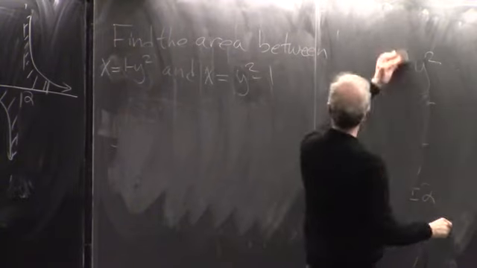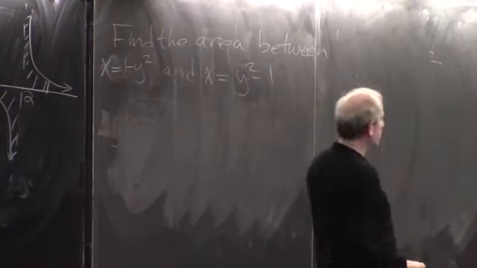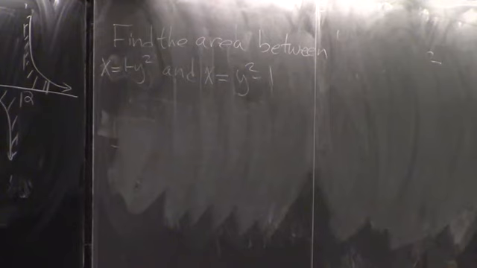Find the area between x equals 1 minus y squared and x equals y squared minus 1.